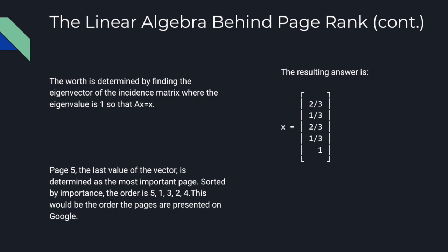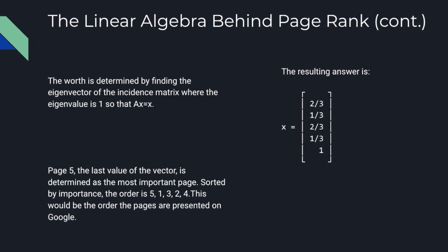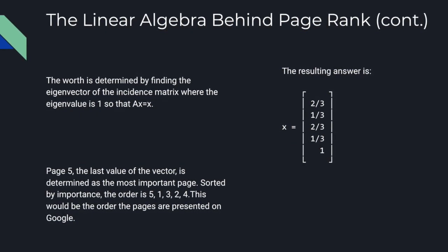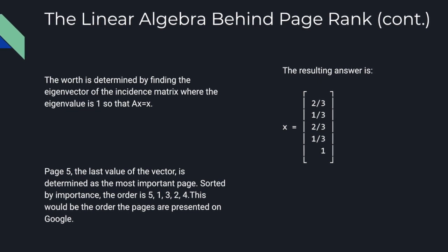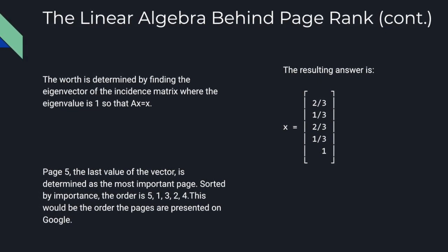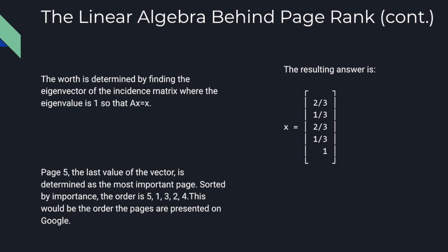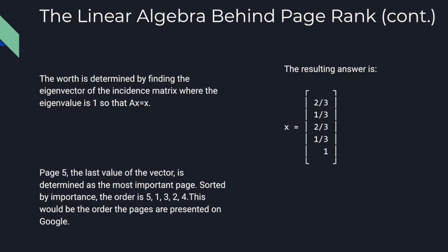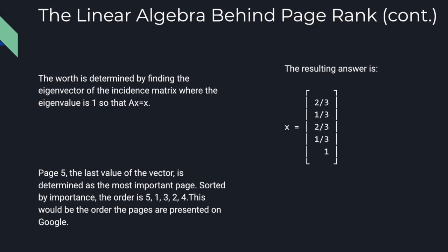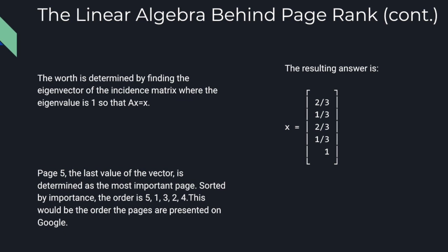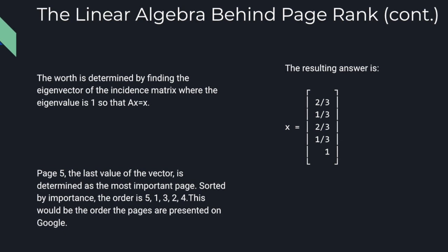So in the incidence matrix, each web page that a specific web page connects to is adjusted for how many other web pages it connects to. So say a certain web page is linked to 3 others, each value in the incidence matrix will be 1/3.